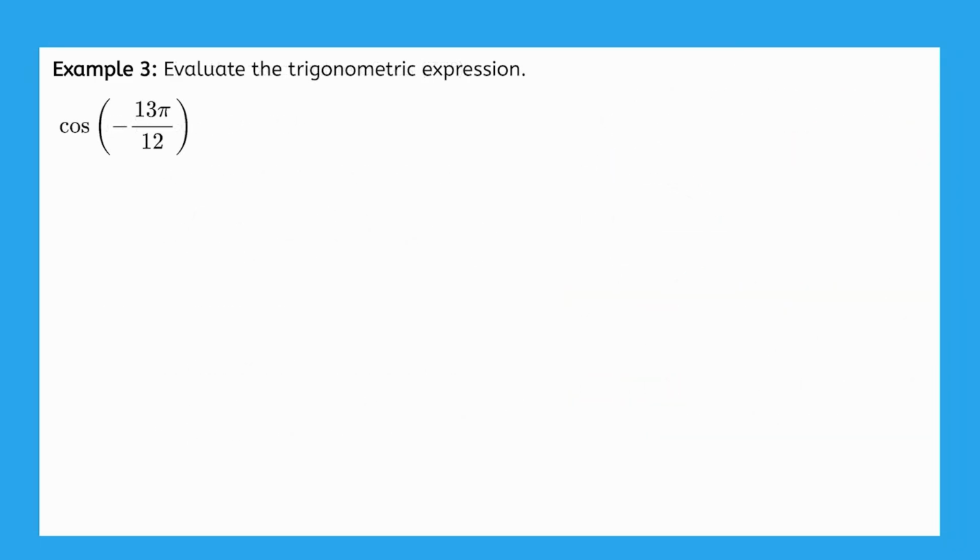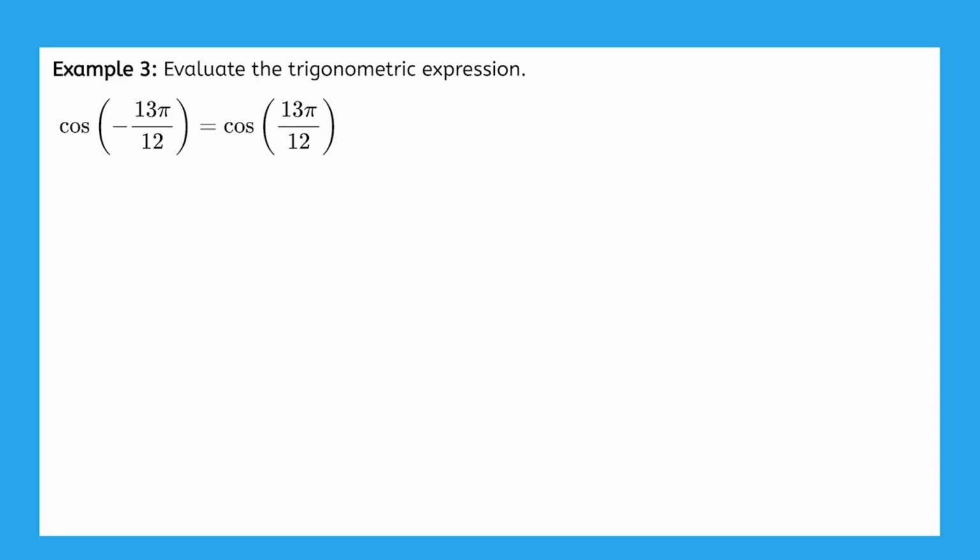Let's look at a third example, one where the angle is in radians. We'll evaluate cosine of negative 13 pi over 12. How do you think we can approach this one? First, what identity could help us address the negative sign? Since cosine is an even function, this expression will be equal to the cosine of positive 13 pi over 12.